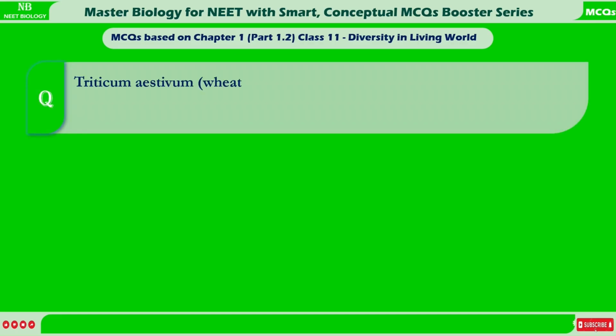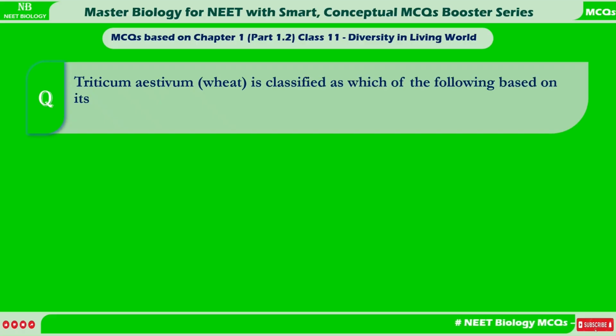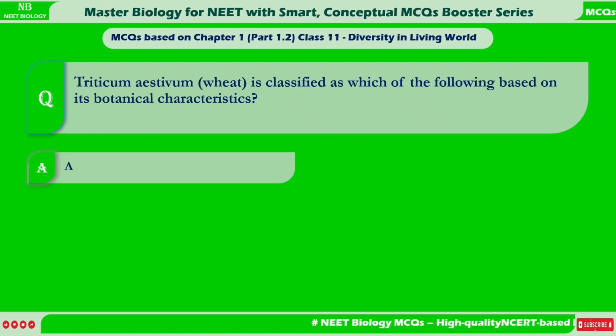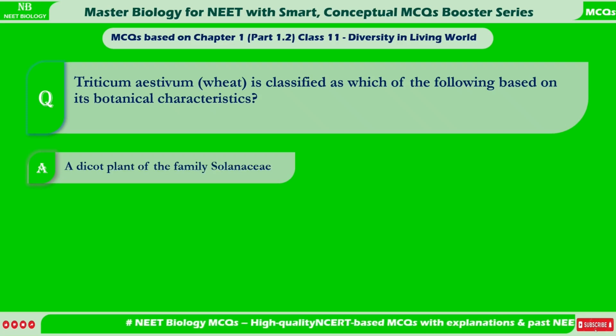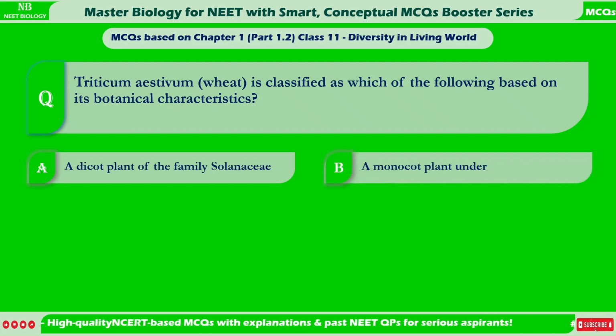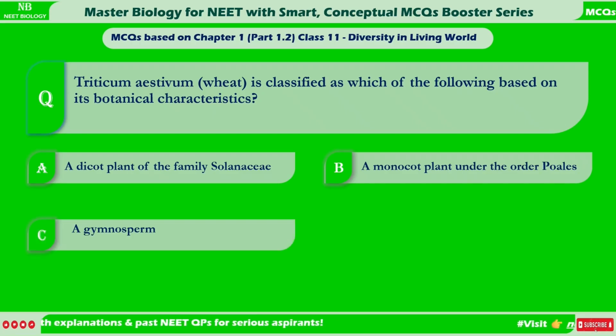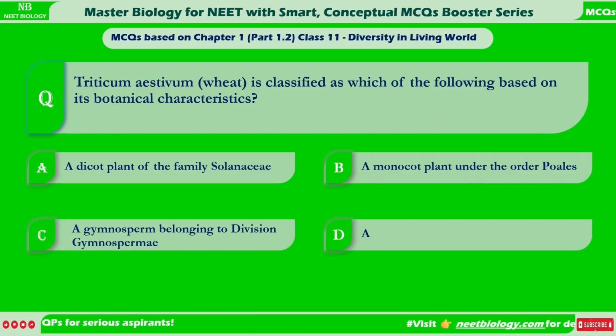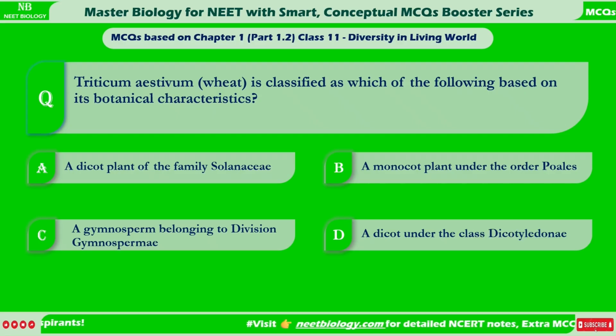Triticum aestivum, wheat, is classified as which of the following based on its botanical characteristics? A. A dicot plant of the family Solanaceae. B. A monocot plant under the order Poales. C. A gymnosperm belonging to division Gymnospermae. D. A dicot under the class Dicotyledonae.